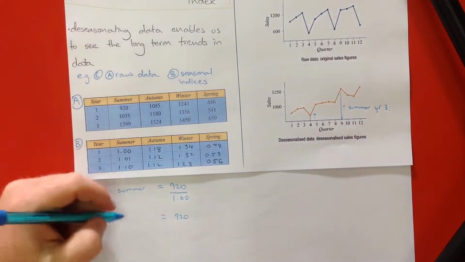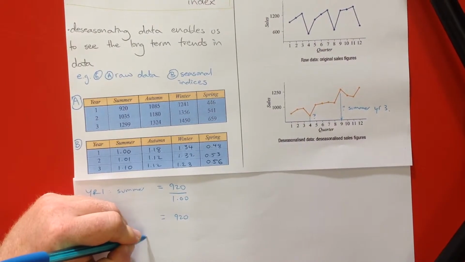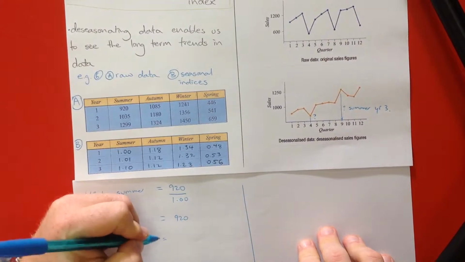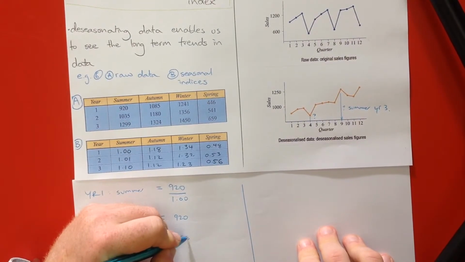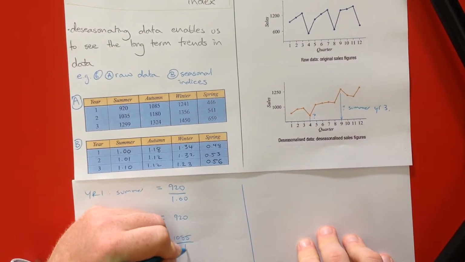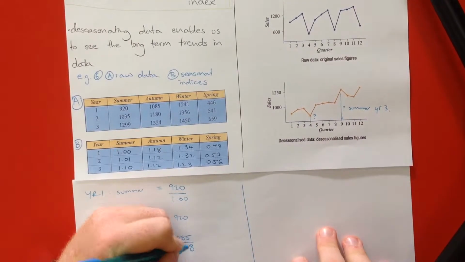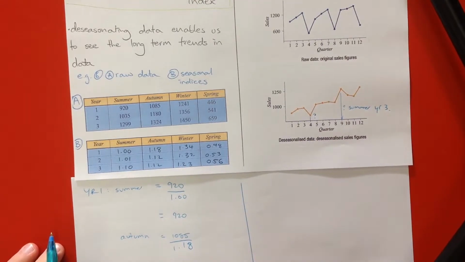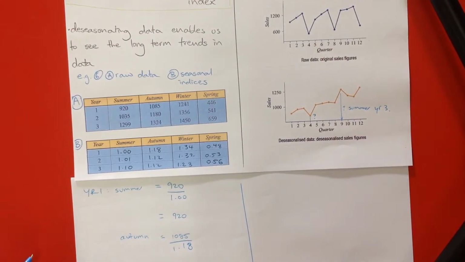Let's do the next one. Autumn of year 1. That was 1085 divided by 1.18. I actually haven't calculated these values, I'm sorry, so I'll fill them in after the video's finished. I'll just do a quick summary video. The same process applies.